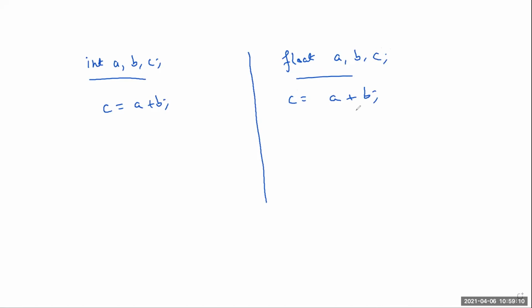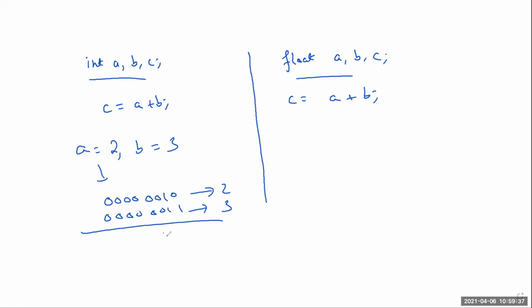If you add 2 and 3, you expect 5 as an answer. If you add 2.5 and 3.5, you expect 6 as an answer, okay? But if you go back, suppose A is 2 and B is 3. How is an integer represented in the memory? Maybe in a binary form. So this is 8 bits, so 0, 0, 0. So this is actually 2, okay? And what is 3? 3 is like this. You will add them together, right? So you will get 101, which is actually 5.